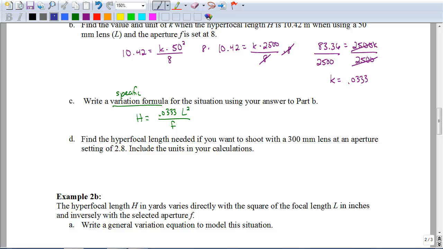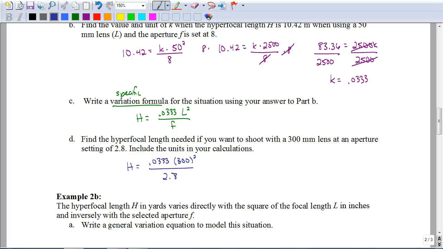So now what we're going to do is plug these numbers in. So it'll be h equals 0.0333, the lens is 300 millimeters, so it's going to be 300 squared, all divided by f, which is 2.8. Again, please don't forget to square if there's a square involved in your general equation. Okay, so now you just plug this in on your calculator.